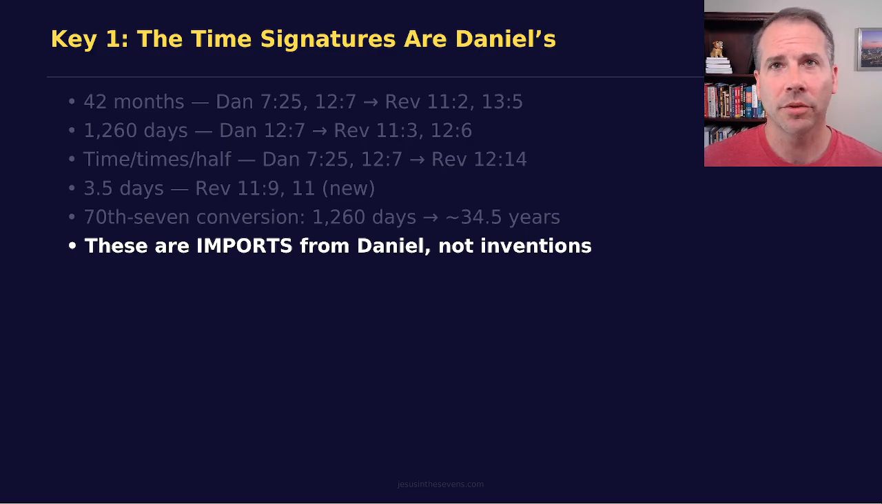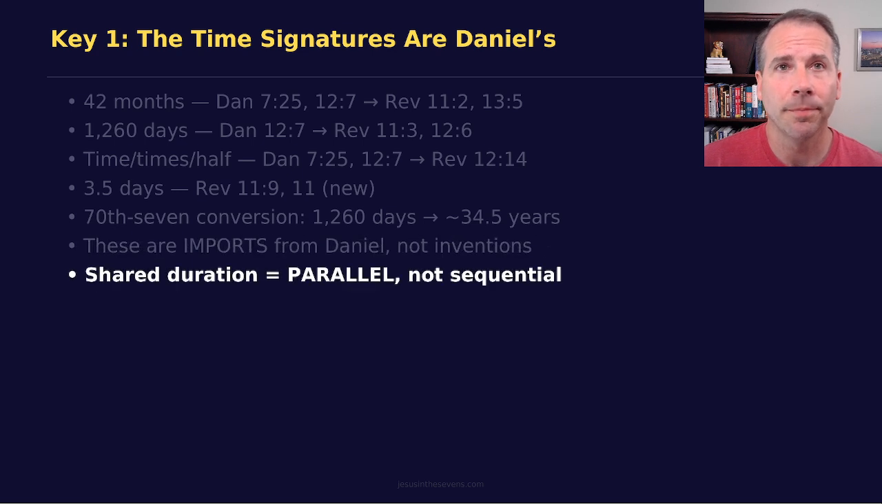These are imports from Daniel. So we didn't invent these in Revelation. We're not making this up. We're saying, from Daniel, we know that this is true. We come to Revelation, we simply apply it a priori up front, and then it turns out it works really, really well.